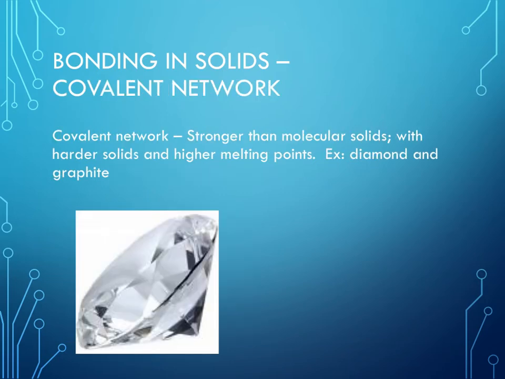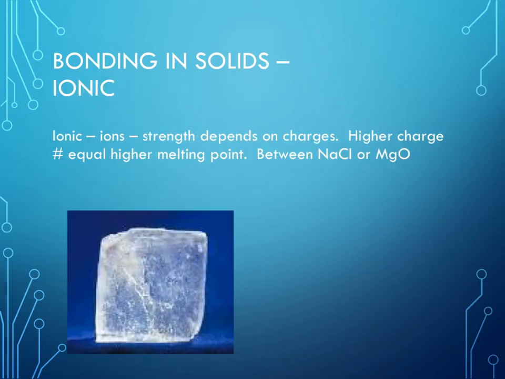The next one is a covalent network. So this is a little bit stronger than just a molecular solid. It would have a little bit higher melting point, and a harder, denser appearance, and I have shown you diamond. And diamond is still covalently bonded. It's all carbon, but it has arranged itself in a crystal structure that gives it a much higher IMF and a harder physical property.